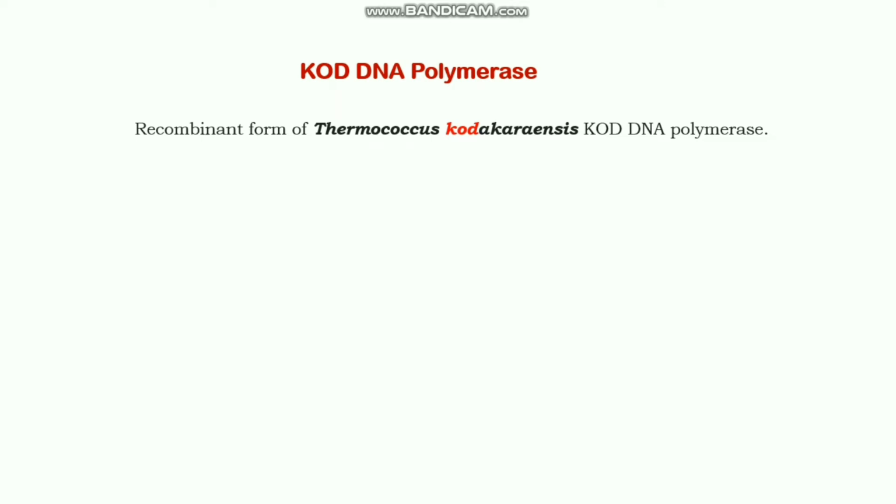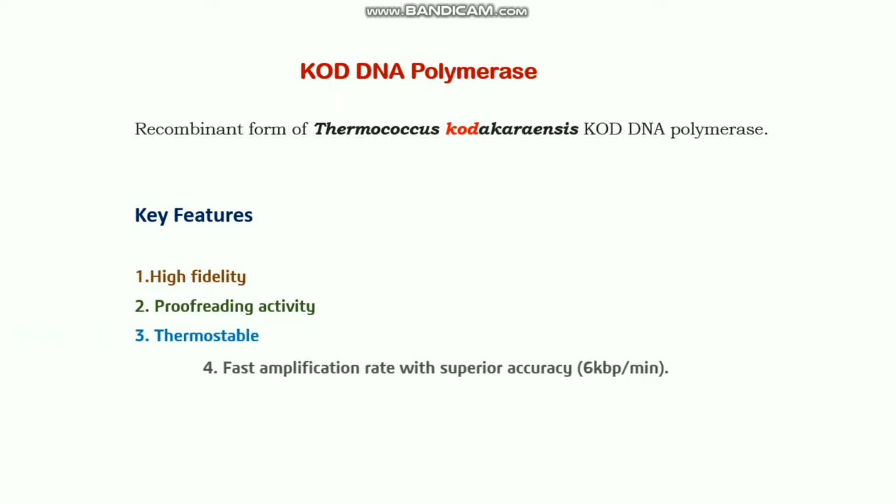Actually, KOD DNA polymerase is isolated from the microorganism Thermococcus kodakarensis. The main features of this KOD DNA polymerase are high fidelity, proofreading activity, thermostability, which is common for all of the DNA polymerases, and a fast amplification rate with superior accuracy. That is the most important characteristic of the KOD DNA polymerase.